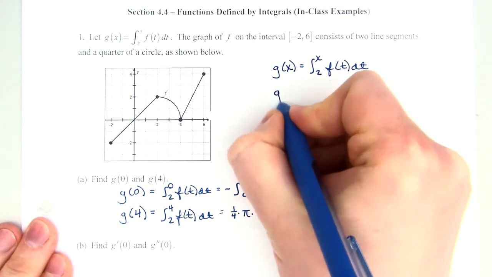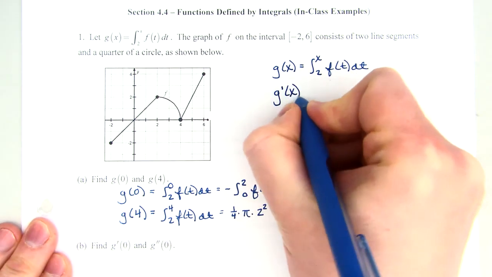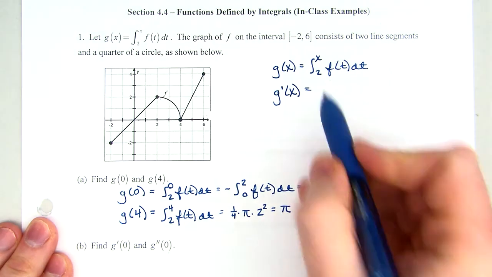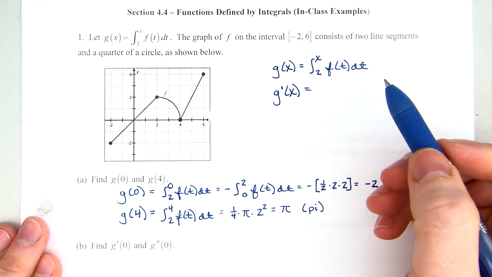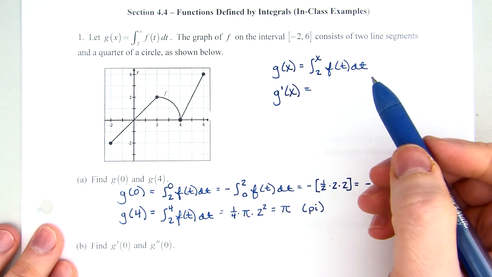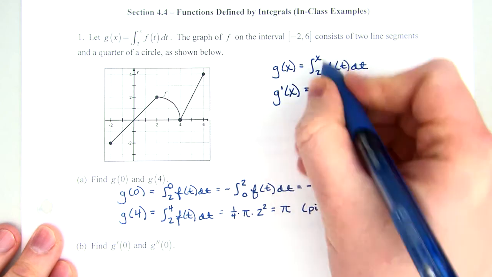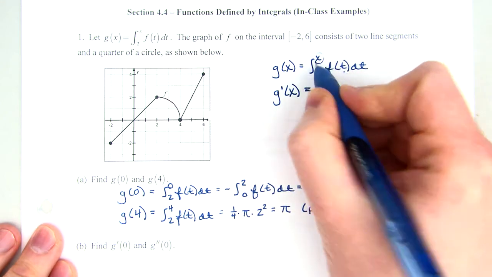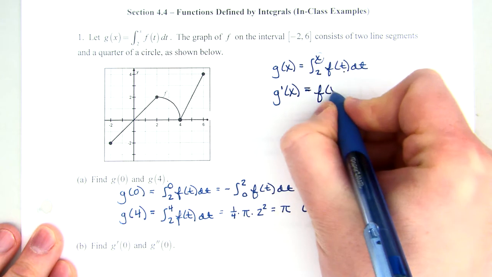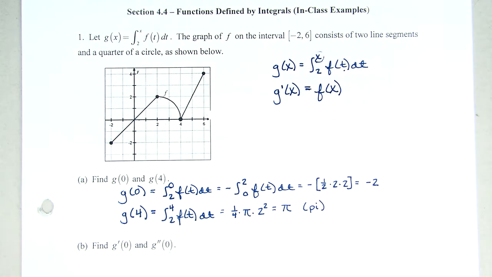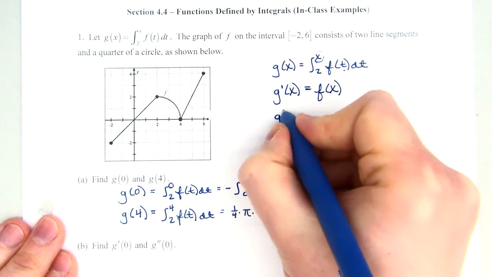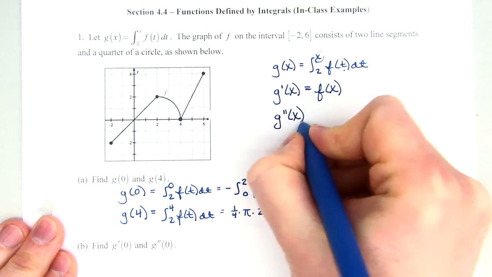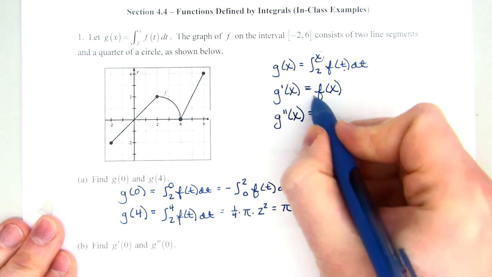If I want to find g prime of x, that means I need to find the derivative of my function defined by an integral. Well, that's just our second fundamental theorem of calculus that says the derivative and the integral cancel each other out. You're going to replace the t with the x. You're going to get f of x. G prime of x equals f of x. If I want to go a step further and find g double prime of x, that's just going to equal the derivative of f of x.